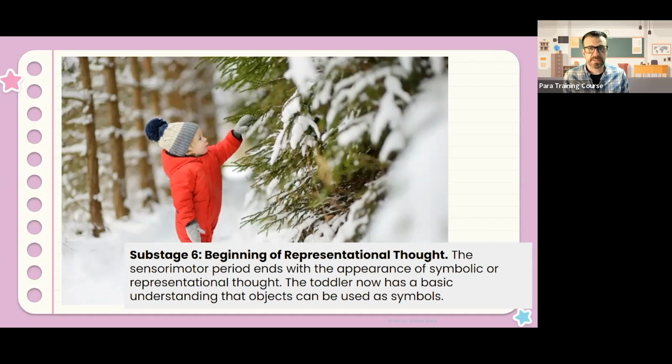Substage 6 is called the beginning of representational thought. The sensory motor period ends at this stage with the appearance of symbolic or representational thought. Toddler now has a basic understanding that objects can be used as symbols. Okay, so something can stand for something else. A letter might stand for a sound. A tiny picture of a tree might represent a tree, that kind of thing.